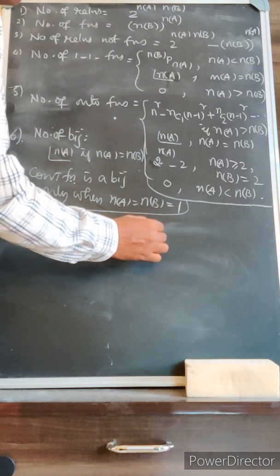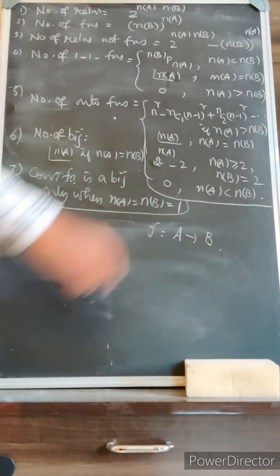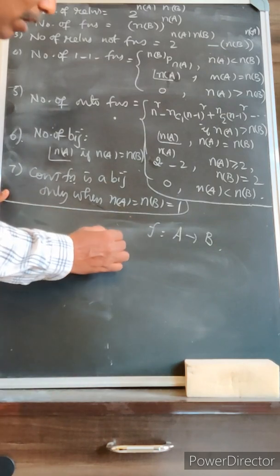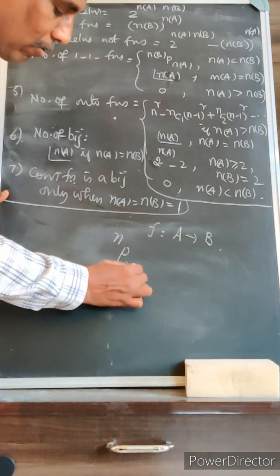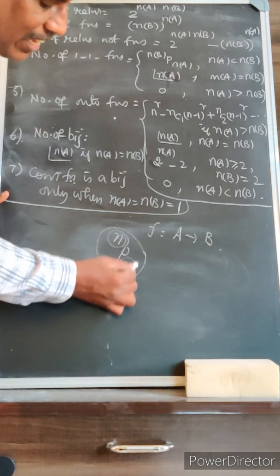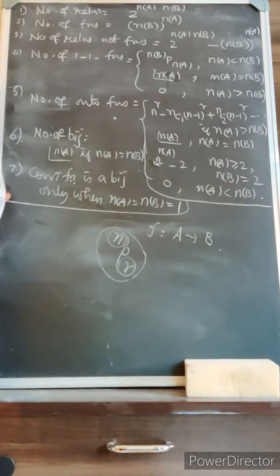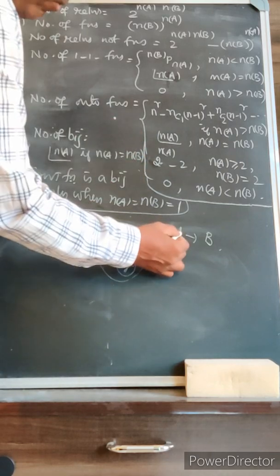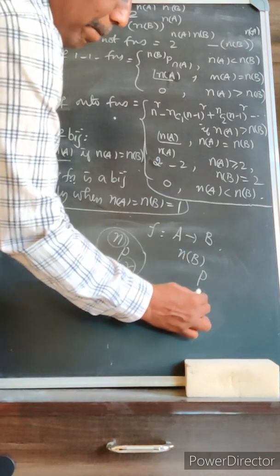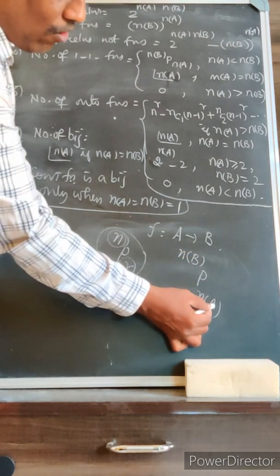Now, how many 1-1 functions can exist from set A to set B? You know nPr notation, the number of permutations of n things taken r at a time. This notation we will use for finding the number of 1-1 functions. The total number of 1-1 functions from set A to set B can be taken as n(B)P n(A).